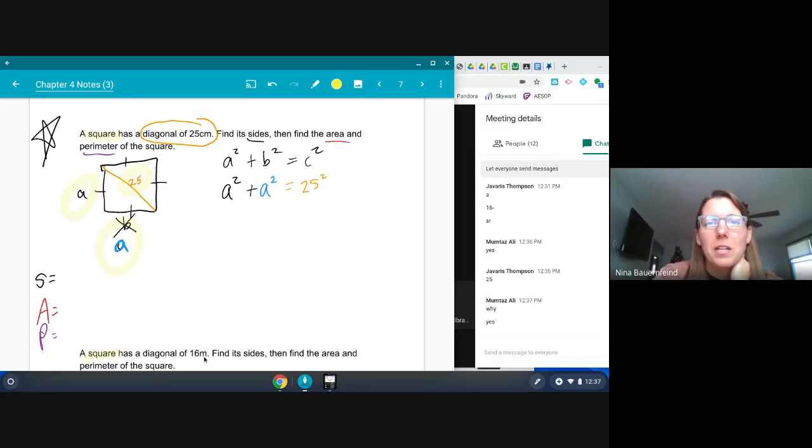Okay, that's because in a square, the sides are all the same. So I don't want to call it two different things. I don't want to call it A and B. I want to call it the same thing. I picked A because I like the letter A. If you want to pick T, you can pick T. If you want to pick M, you can pick M. The point is they need to be the same. These two need to be the same, because a square is equal, equal, equal, equal. Does that make sense?